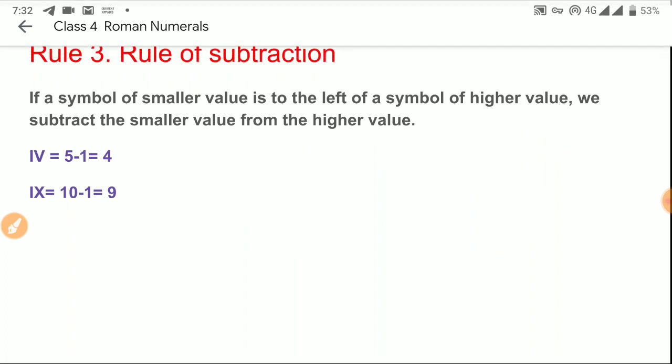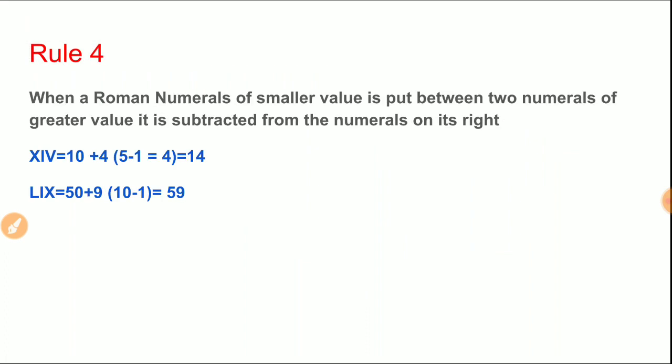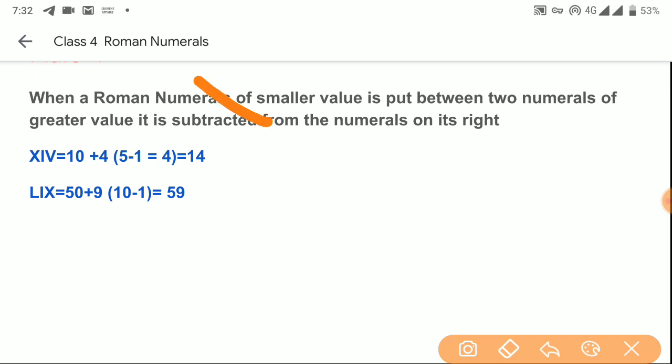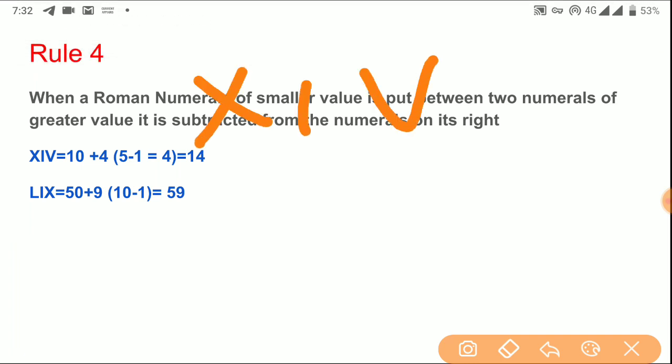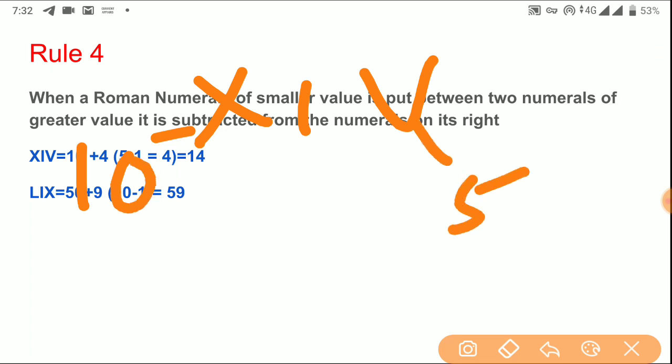Rule number 4. Rule 4 says when a Roman numeral of a smaller value is put between two numerals of greater value, it is subtracted from the numeral on its right. See, X, I, V. As you can see, value of X is 10, value of V is 5 and value of I is what? 1.